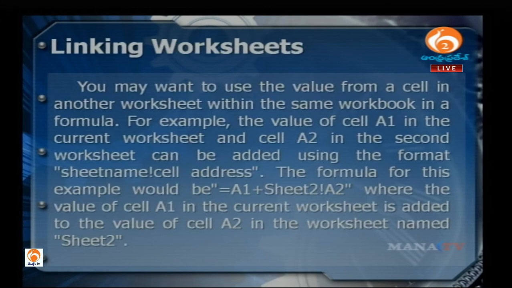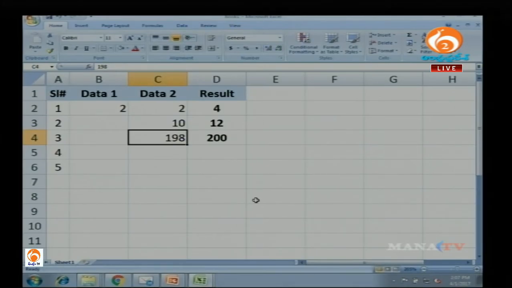Linking worksheet. You may want to use the value from a cell in another worksheet within the same workbook in a formula. For example, the value of cell 1 in the current worksheet and cell 2 in the second worksheet can be added using the format sheet name, cell address. Now this is the formula, but we will do it in reality and we'll check. Okay. So let's see how that happens.